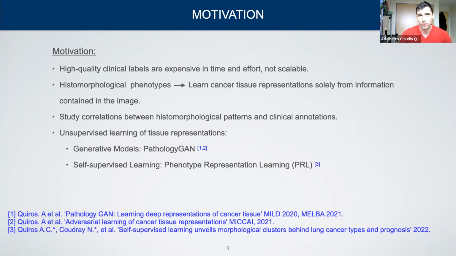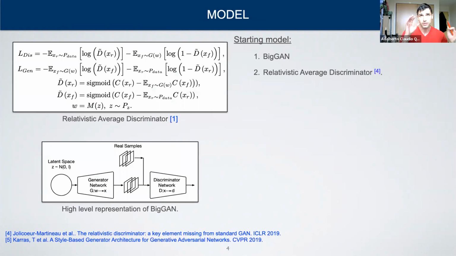So far we have done it in two different ways. The first one is using generative models like GAN, which is what we are going to present next. The other approach is using self-supervised learning. To jump into the GAN model, we started with BigGAN and all the features that model has, like the spectral normalization, self-attention layer, the orthogonal initialization and regularization, and also the hinge loss. We decided to replace the hinge loss with the relativistic average discriminator.